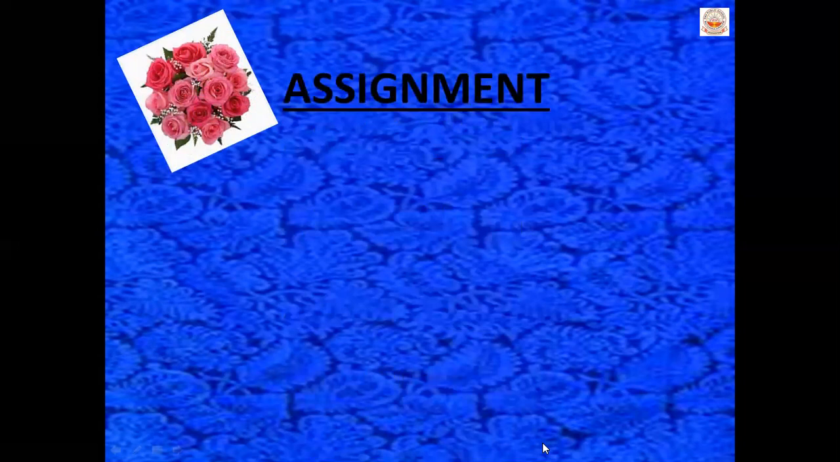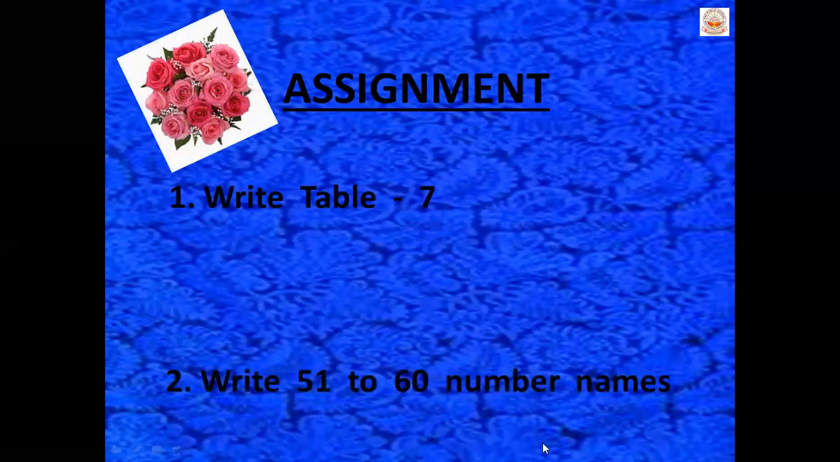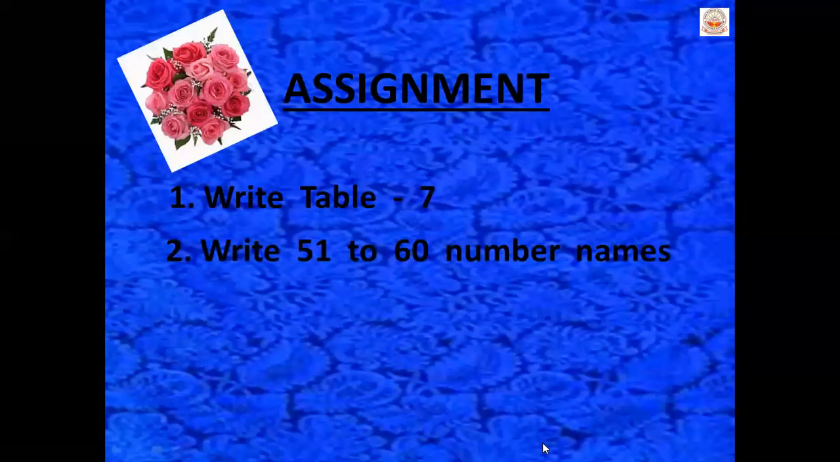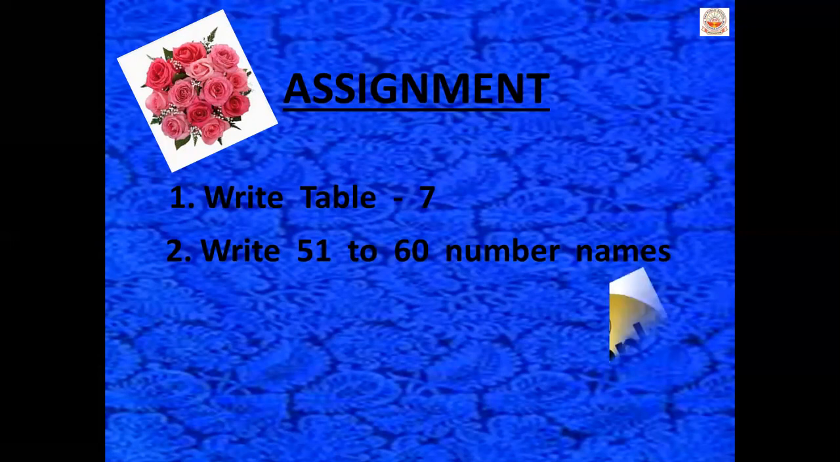Now it is assignment time. What is today's assignment? Write table 7 and write 51 to 60 number names. Write it neatly, children. Learn it and write it neatly. Learn table 7 and 51 to 60 number names. And write it very neatly in a check rule notebook.